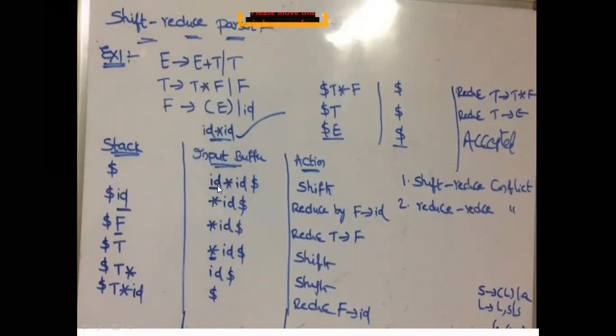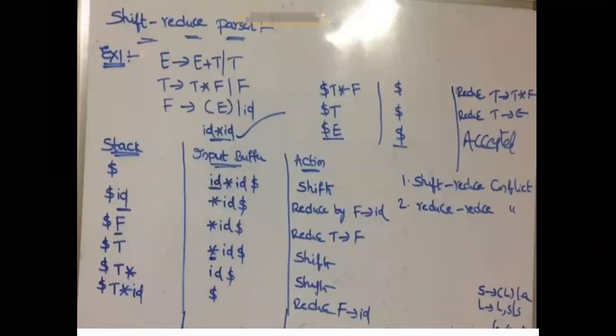So if we take the id in the input string as the substring, what happens? id is considered as the handle, and this input is where we have to perform an operation. So what action are we going to perform? We are performing a shift operation or a reduce operation.